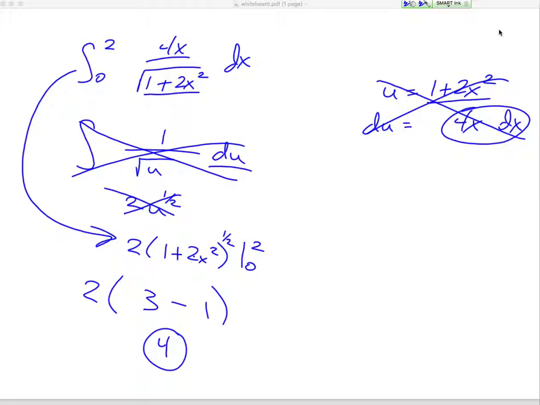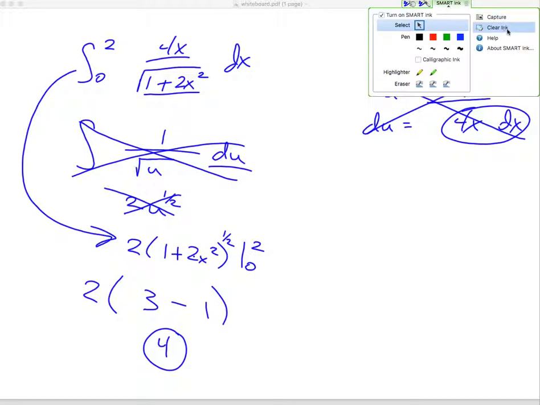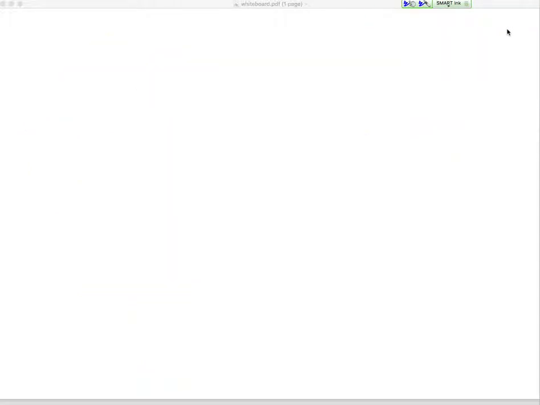All right, so on this next one, we're going to work it, and our derivative is not going to be an exact match. So we're going to see what we need to do there. Any questions on this one before I clear it? What do you mean the derivative is not going to be an exact match? You'll see it.